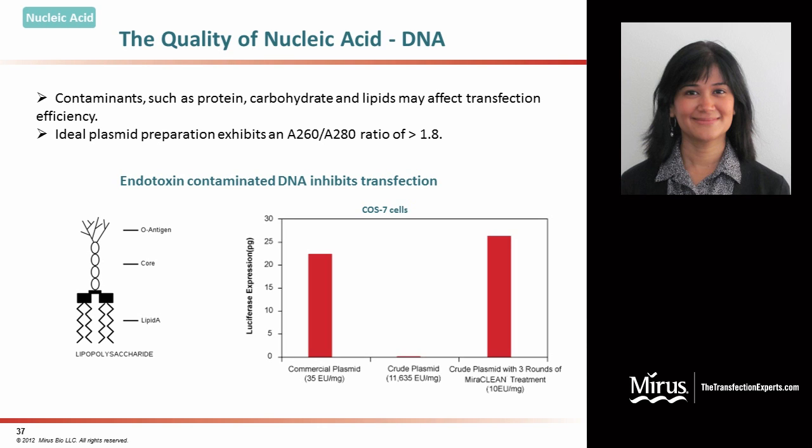Now, when you take this crude plasmid and purify it and remove the endotoxin with 3 rounds of treatment with our Miraclean endotoxin removal kit, the levels of expression of luciferase are restored to the same levels as found with the commercially purified plasmid. Therefore, it is very, very important to remove all traces of endotoxins from your plasmid preps for the best transfection. This is particularly critical in sensitive cell types, for example, cell types of immunological lineage.